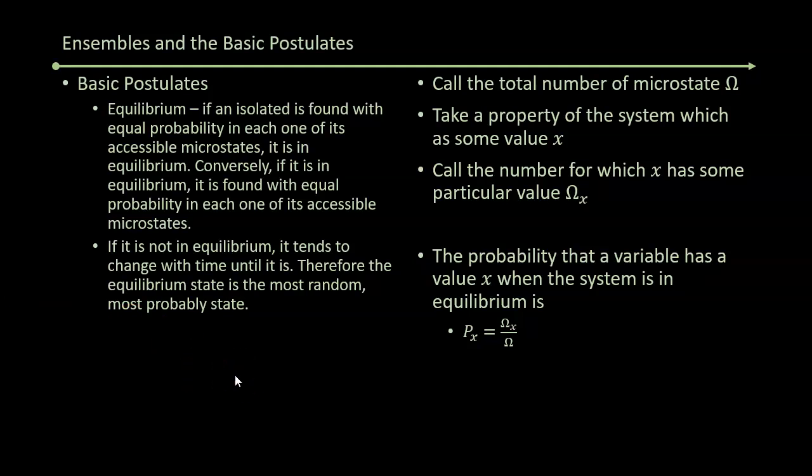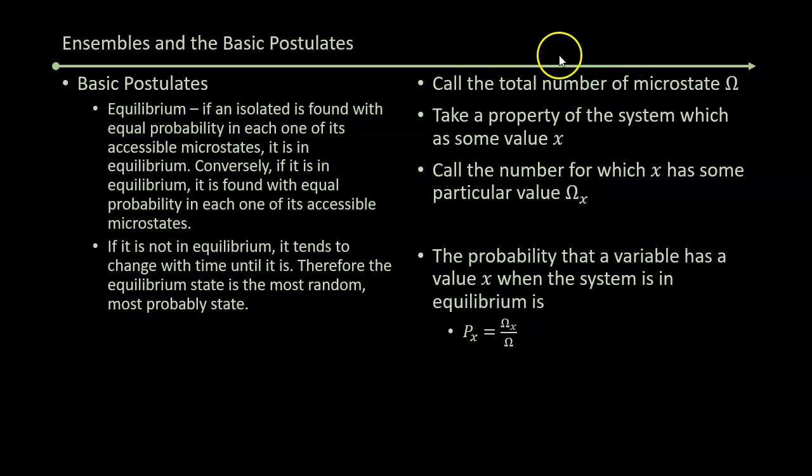Basic postulates that we're going to be working with. Equilibrium is one of the key concepts that we're going to go back to again and again, because very often we cannot successfully describe the system in its dynamic states, but we can describe it pretty well once it's in equilibrium. If it's not in equilibrium, systems tend to go to equilibrium. That's the most random, most probable state. So at equilibrium, you have the most microstates.